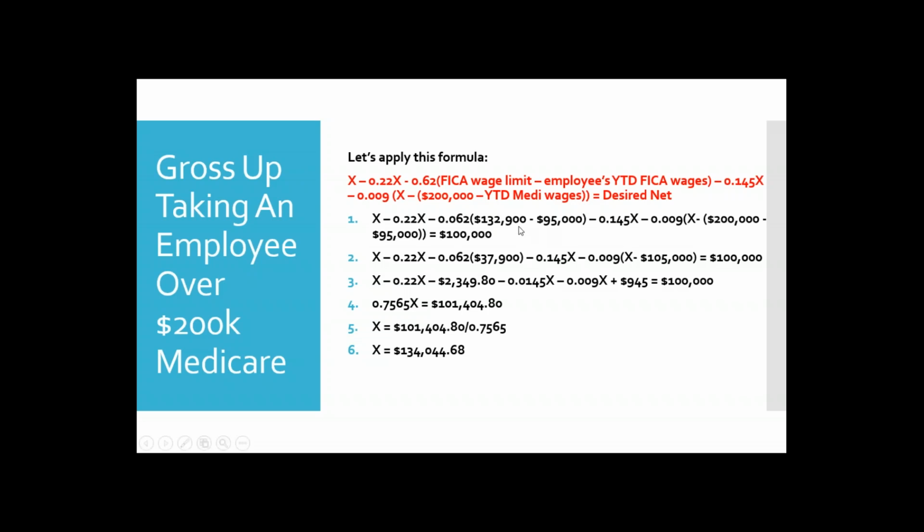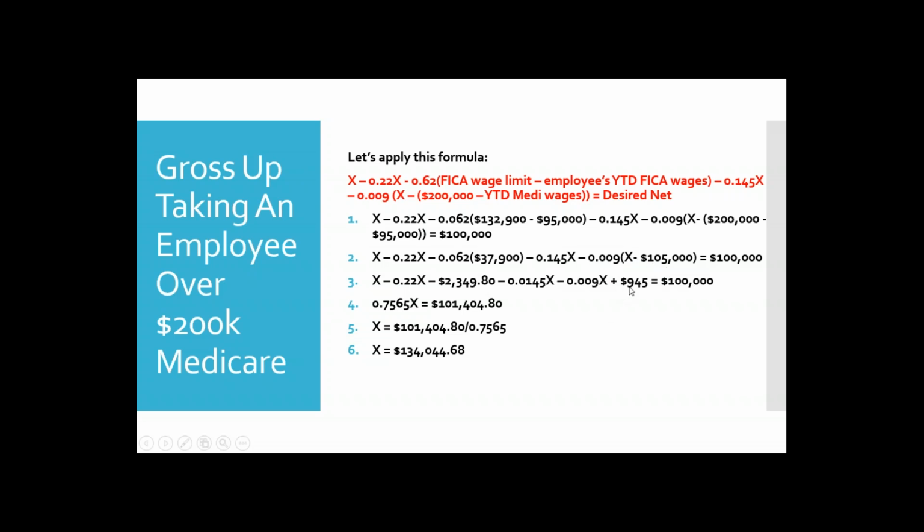We'll do the things inside the parentheses first. 132,900 minus 95,000 is 37,900. And then 200,000 minus 95,000 is 105,000. Then we'll do our multiplication. 0.062 times 37,900 is negative $2,349.80. And down here, we're going to multiply negative 0.009 times X and negative 0.009 times negative 105,000 to give us a positive 945.